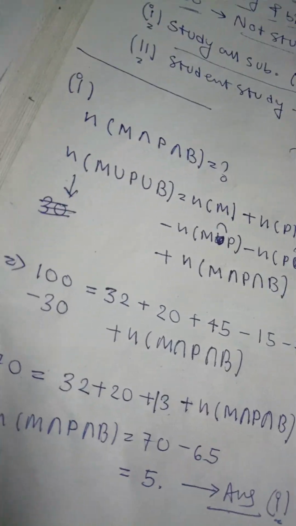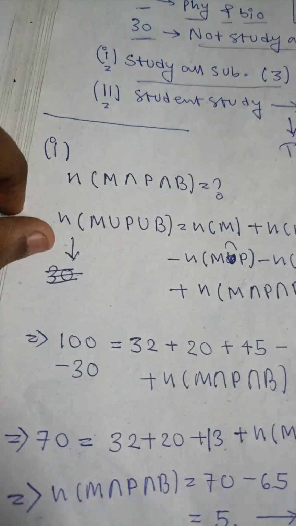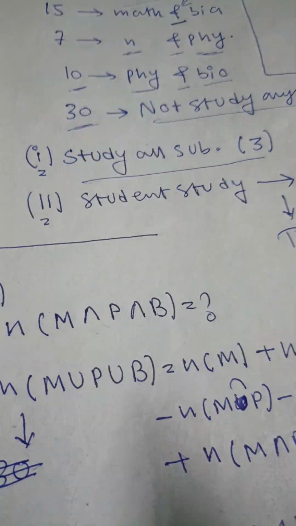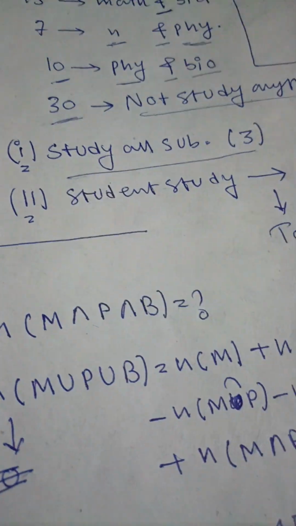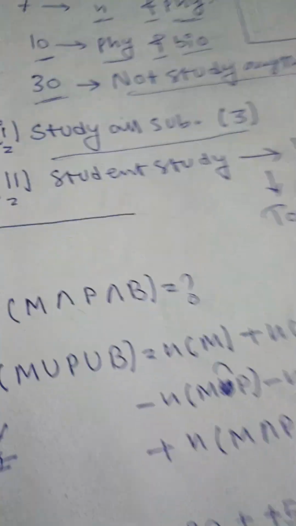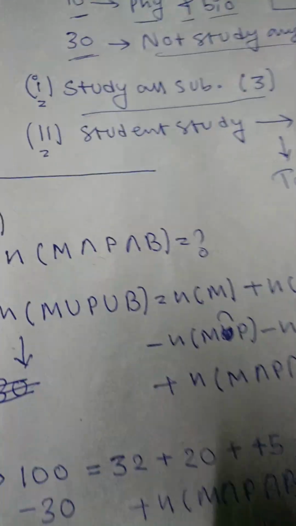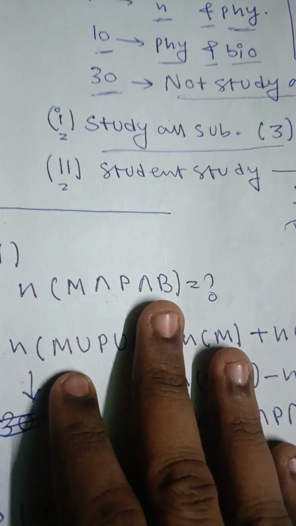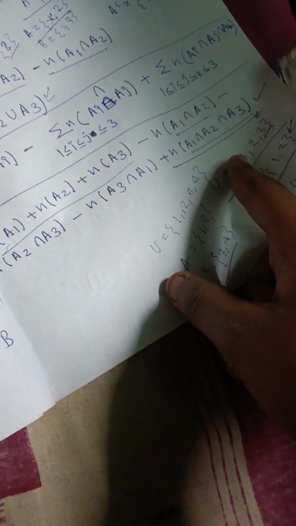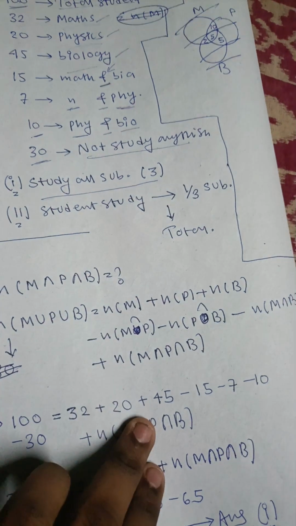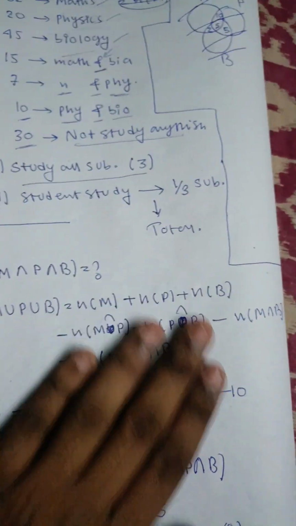To do that, you just have to use this formula. So why are we using this formula? When we are finding all things, when the question says find the students who studied all the subjects, when the keyword "all" is mentioned, we have to use the principle of inclusion and exclusion. What is the principle of inclusion and exclusion? That is this formula. So we are writing the formula this way.